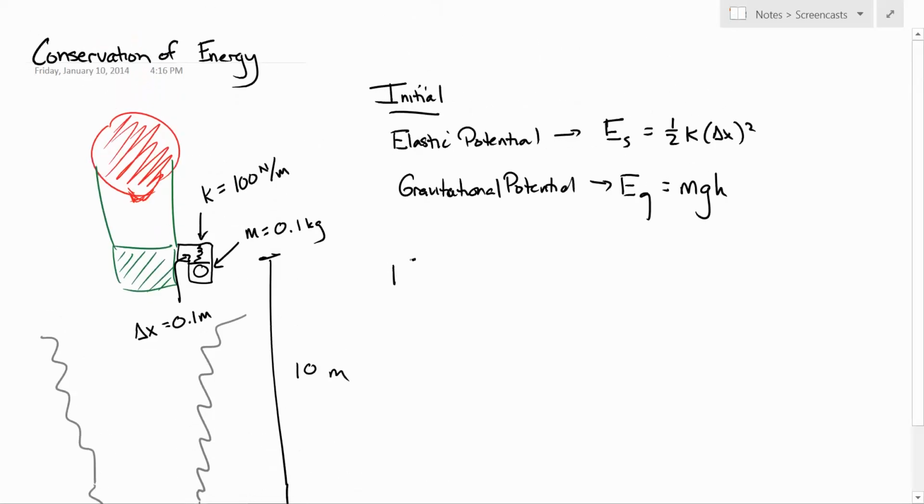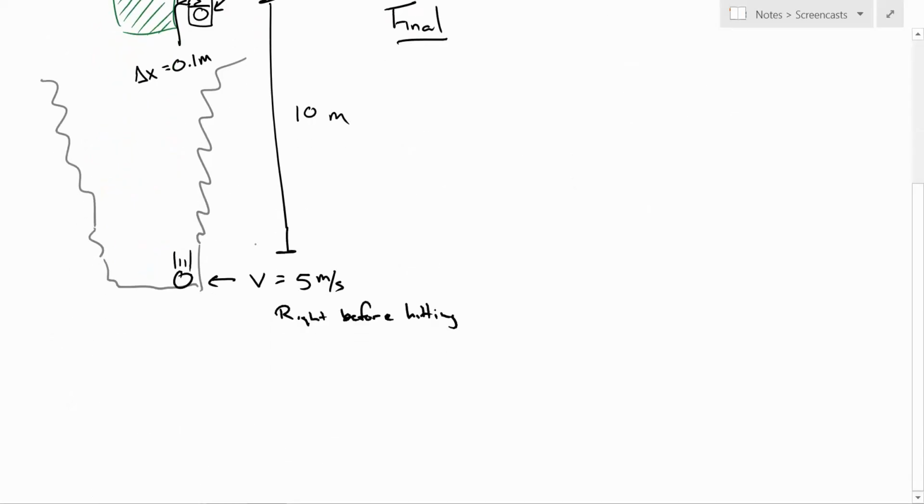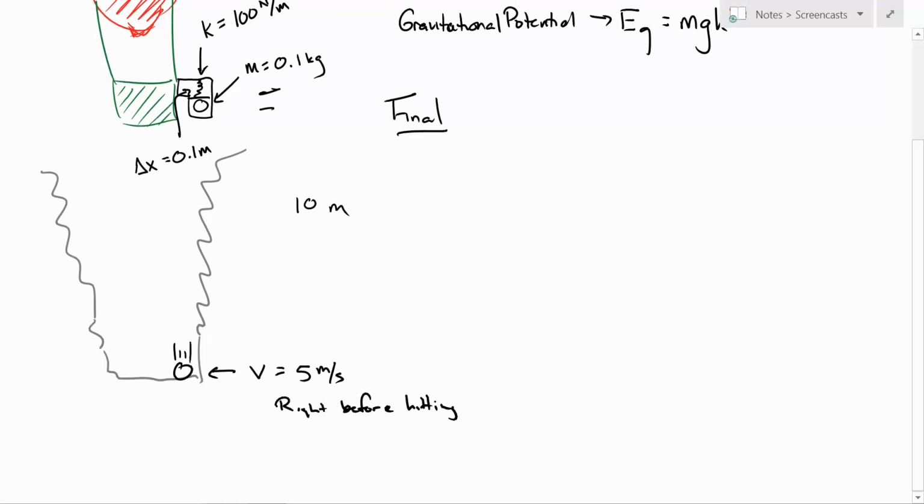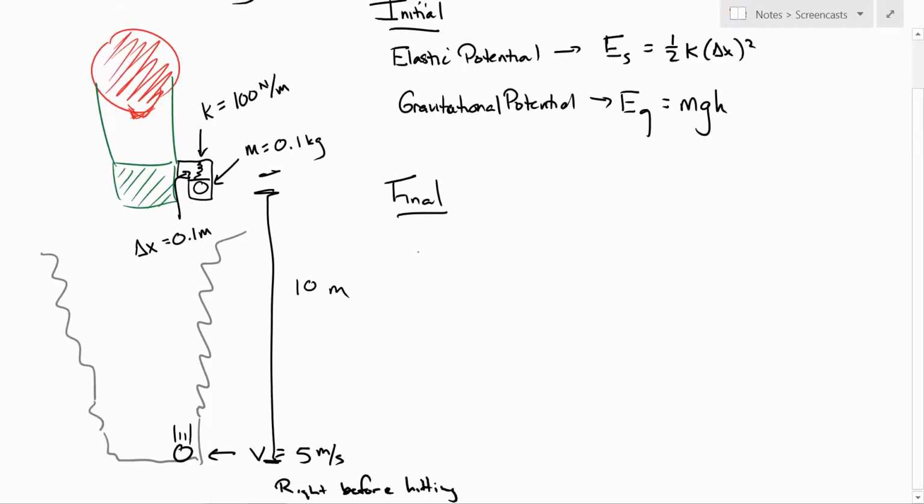So then our final energies, well, this 10 meters was probably from here all the way down to the bottom, actually. Let me just edit that slightly. Anyway, so our final energy, well, it's not above the bottom anymore, so h would be 0. The spring is not compressed anymore, so delta x would be 0. All that we would have is kinetic energy. And we said that that is going to be 1/2 mv squared.